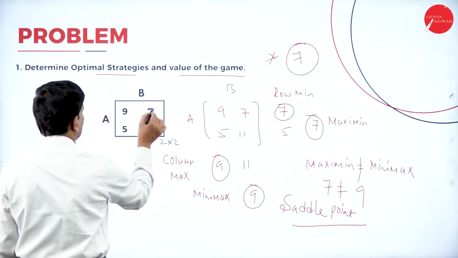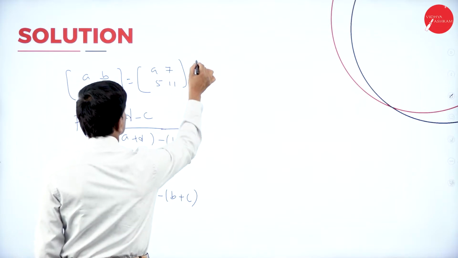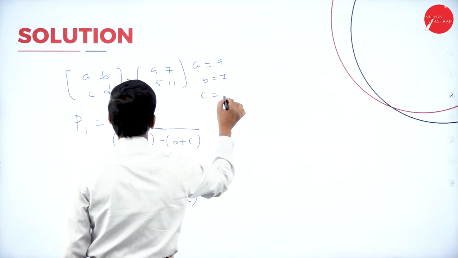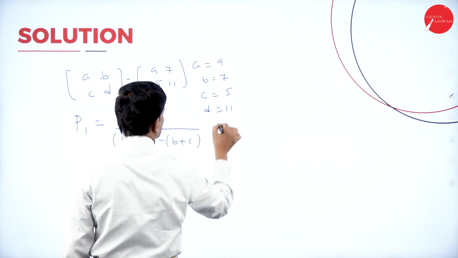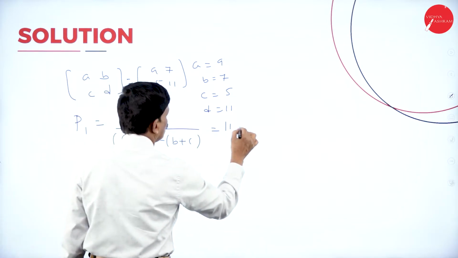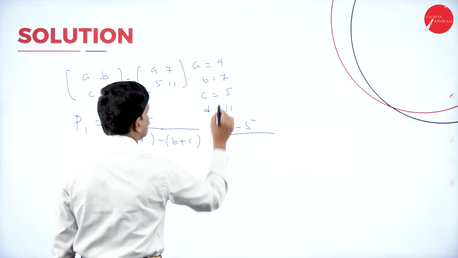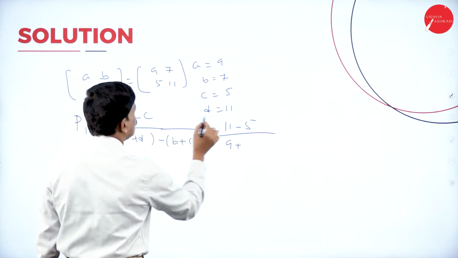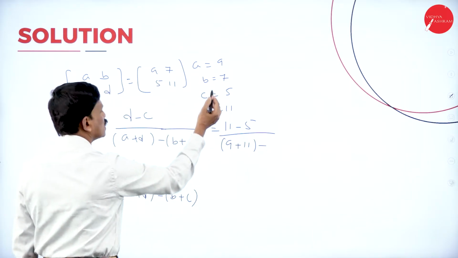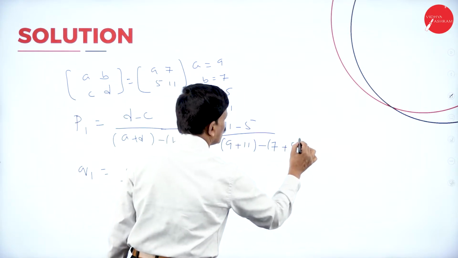Now let us find out the given equation. What is the given equation? The matrix 9, 7, 5, 11. So here A is equal to 9, B is equal to 7, C is equal to 5 and D is equal to 11. Substitute here. Find out the value of P1. D, what is D? 11 minus C. C is 5, divided by A plus D. What is A? A is equal to 9 plus D. D is equal to 11 minus B. B is 7 plus C is equal to 5. Simplify this.